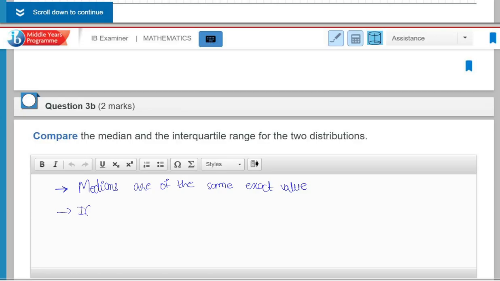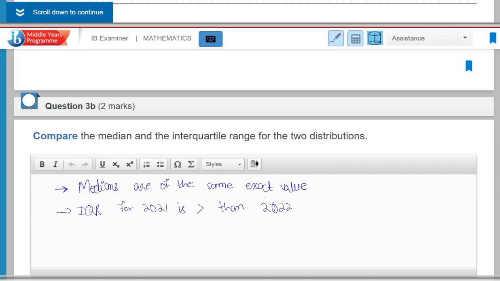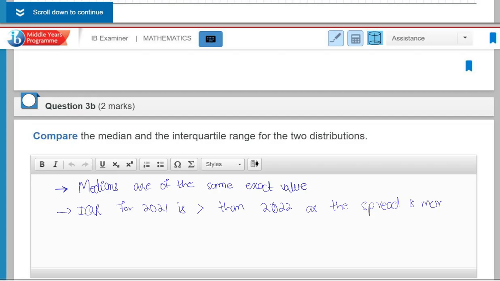the interquartile range, I'm just writing IQR, you should be mentioning interquartile range completely, for 2021 is larger than 2022. And since there is a comparison, ideally you should also be mentioning an explanation, that the spread is more, the data is more spread. So yeah, that's going to be good enough.